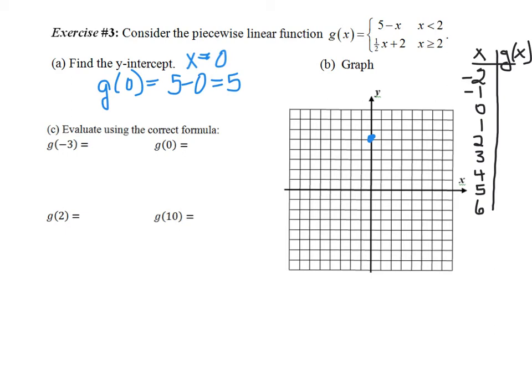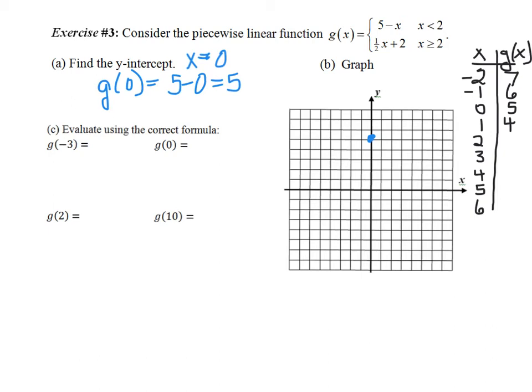So let's substitute negative 2 into the first equation, 5 minus x. So when I substitute negative 2 in, I'm getting 5 minus negative 2, which is 7. Keep going until I get to that x-coordinate of 2. So 5 minus negative 1 is 6. 5 minus 0 is 5. We've already plotted that point. 5 minus 1 is 4.